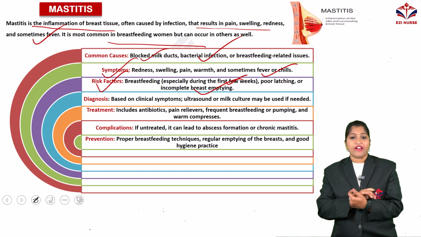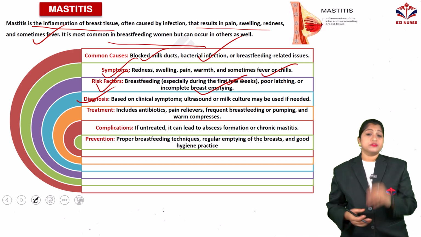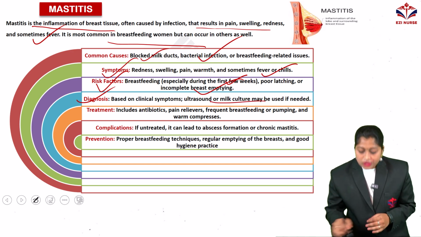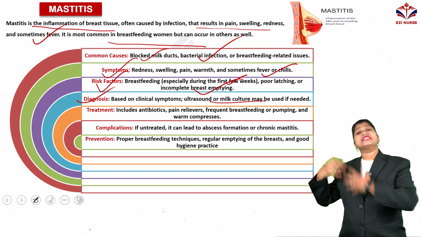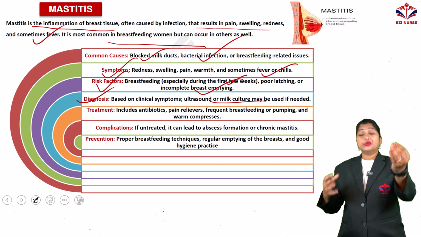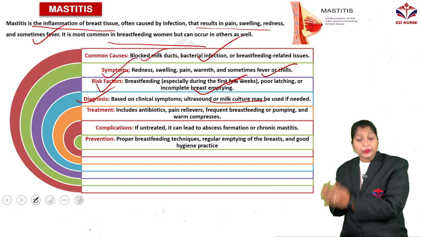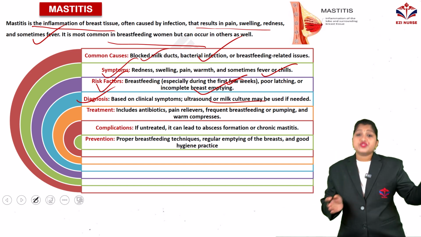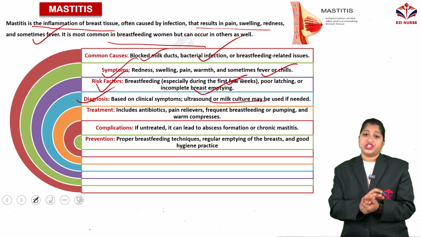These are certain risk factors. Coming to the diagnosis, based on the clinical symptoms, we are doing the ultrasound. We are also checking for milk culture, so it may be used if it is necessary. Maybe due to the thickness or more amount of protein in the milk, which can cause blockage, you're checking it and doing the milk culture as well.